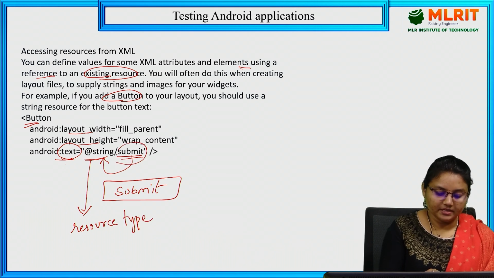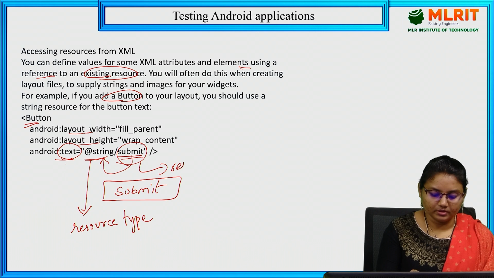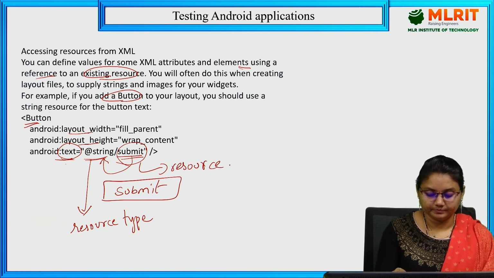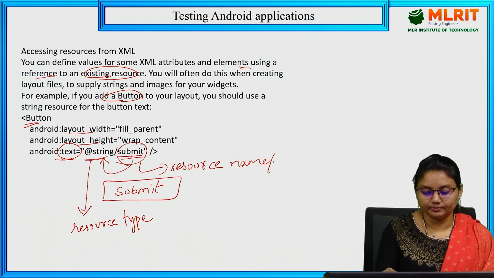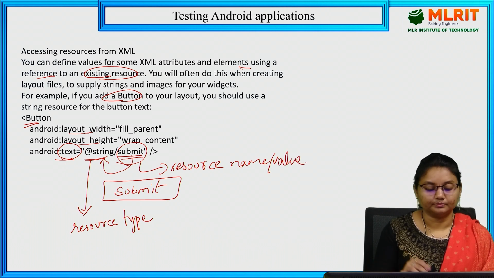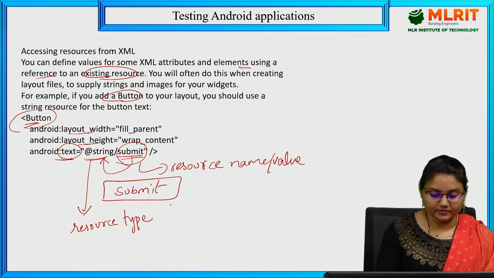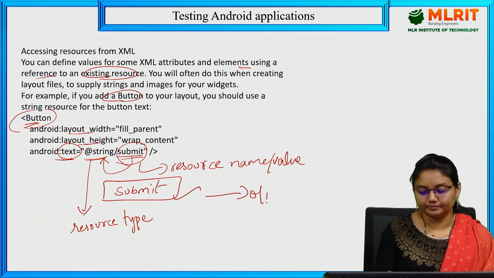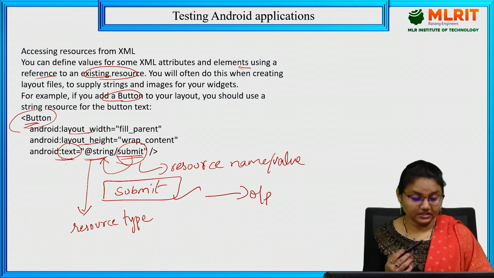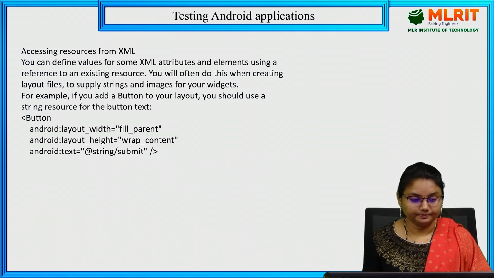The submit is nothing but the resource name or value. Now this value will be applied to this component. So this will be the output. Okay, that is using the XML.